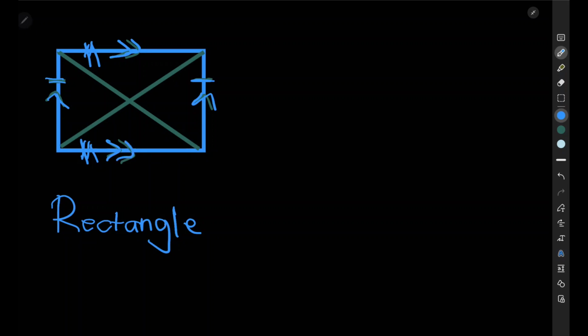About the diagonals, the diagonals do bisect each other, but with the rectangle, the corner angles are all 90 degrees.